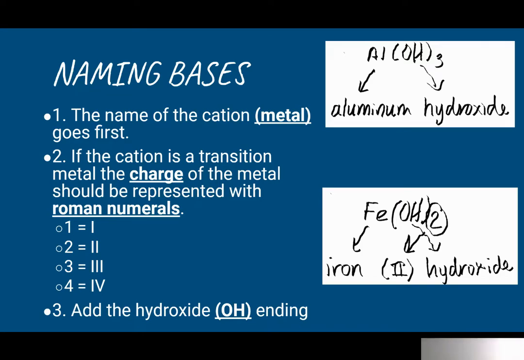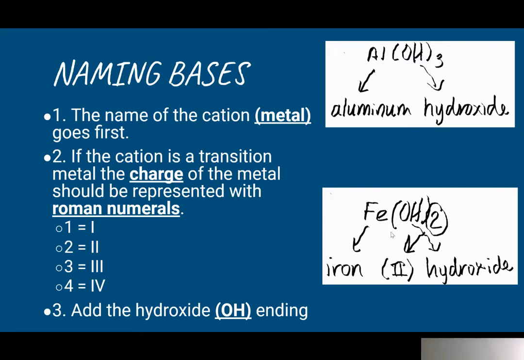So for Al(OH)3, we have aluminum. So I'm just naming that. And then we have hydroxide from our OH. Remember, aluminum is not a transition metal, so I don't need to worry about Roman numerals. So it's just aluminum hydroxide.